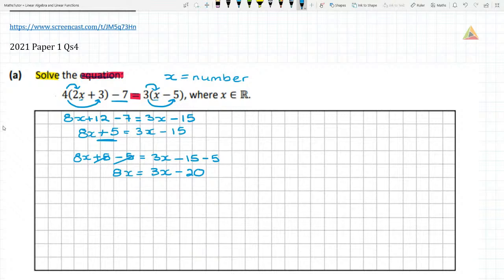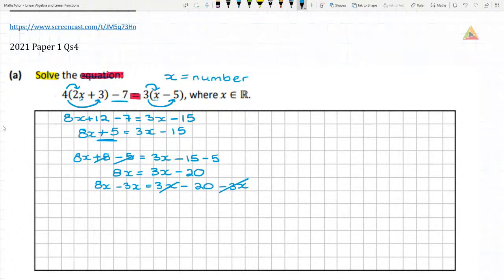So the next problem is this 3x over on the right-hand side. So I'm going to get rid of that from both sides. So we're going to say take away that 3x from both sides to get rid of it over here. So we don't want a 3x over here. And now we have on the left-hand side 8x minus 3x, and like goes with like, that gives me 5x. And I'm left with minus 20 on its own over here.